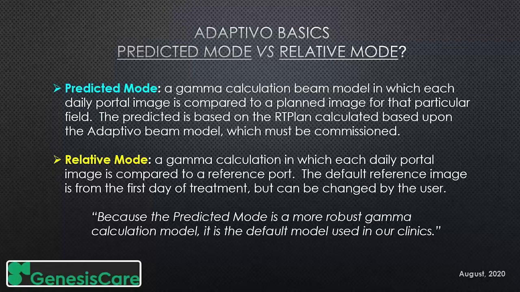One of the situations is if you have variant enhanced dynamic wedges. The predicted mode does not work properly, so we have to use relative mode because there are some limitations. Another one is if you have a lot of MLC blocking on central axis. The predicted mode sometimes will have a shift in the normalization of the image. So if you switch to relative mode, because of that low dose gradient on central axis, you'll be comparing simple port to port, and you'll have a much higher success with the gammas. So because the predicted mode is a more robust gamma calculation model, it is our default mode used in all of our clinics.